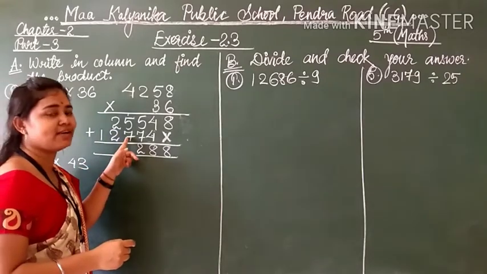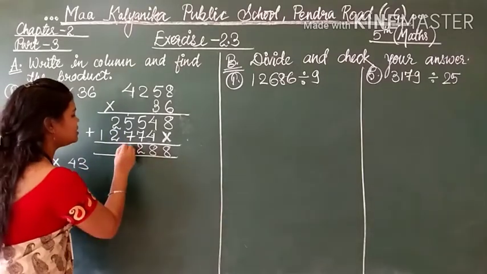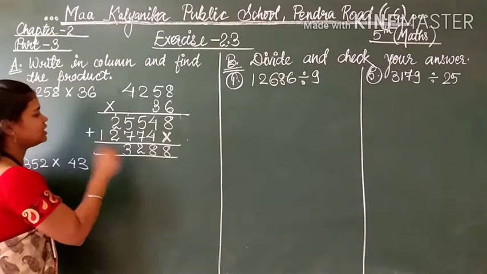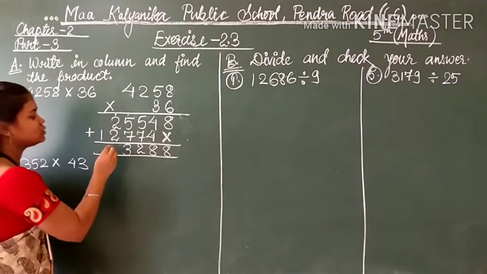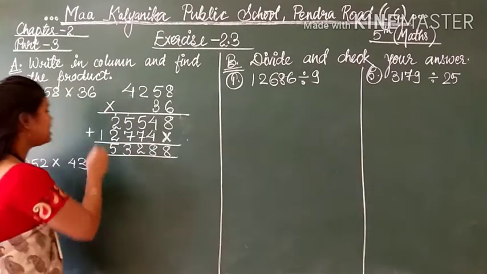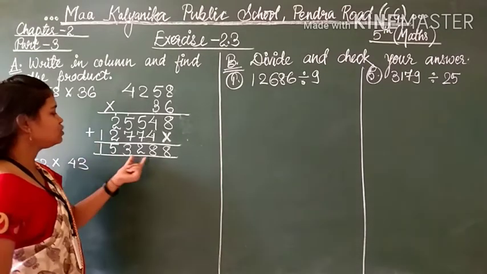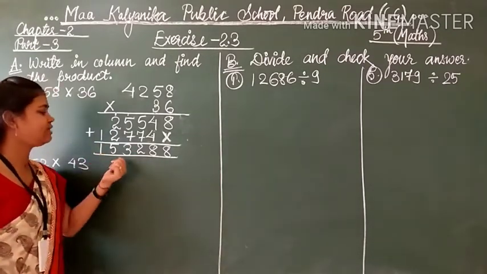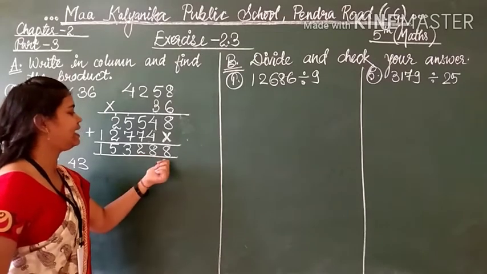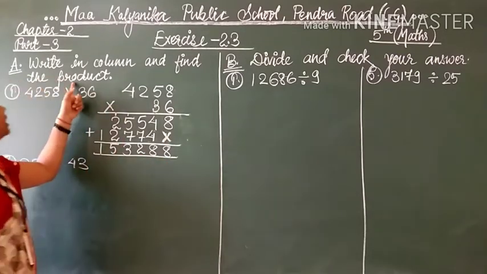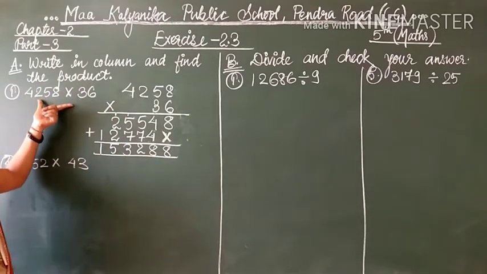6 plus 7. 6, 7 to the 12, plus 1, 13. 1 carry, 3 here. Now 2 plus 2, 4 plus 1, 5. And then 1 is there. So see students, 1,53,288 is the product of the given numbers.